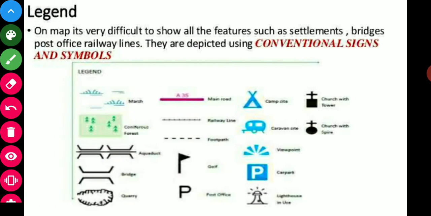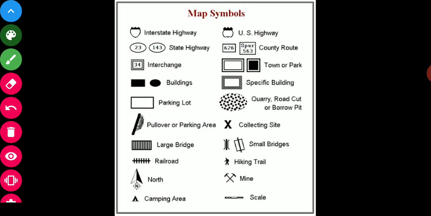The third component of a map is symbols. It is impossible to show various features like trees, buildings, roads, railways, bridges, cities, towns in their actual shape and in their actual size on a map. Hence, these features are shown by different symbols which are easier to show in maps. So these are the map symbols which are shown in maps.